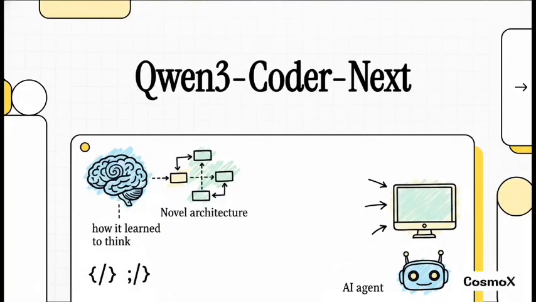So, today we're talking about something pretty cool in the AI coding world, a new model called Qwen3 Coder Next. And what's really interesting here isn't just another new model, but how this thing learned to code. It's a whole different approach, so let's jump right in.